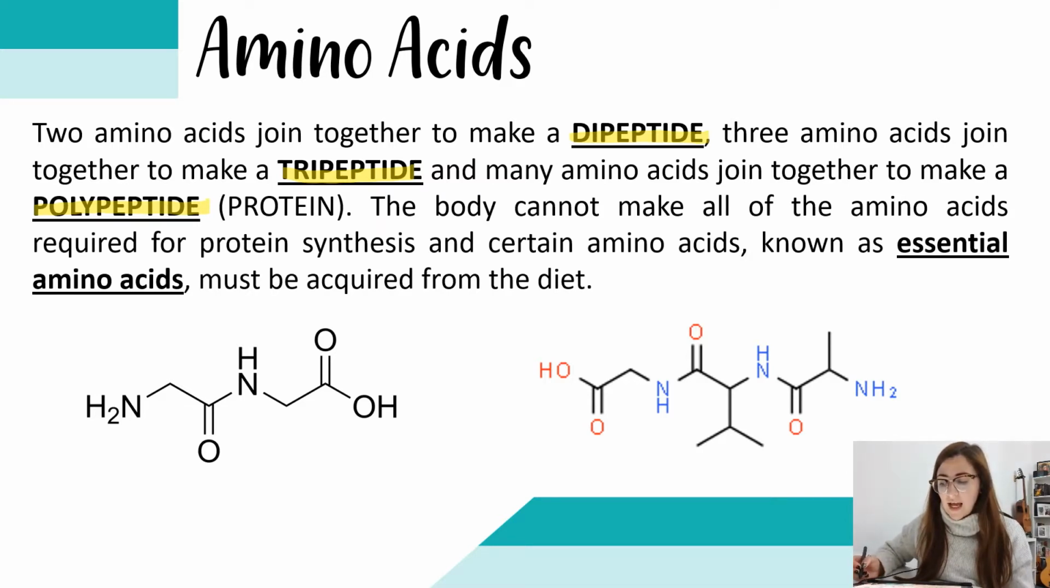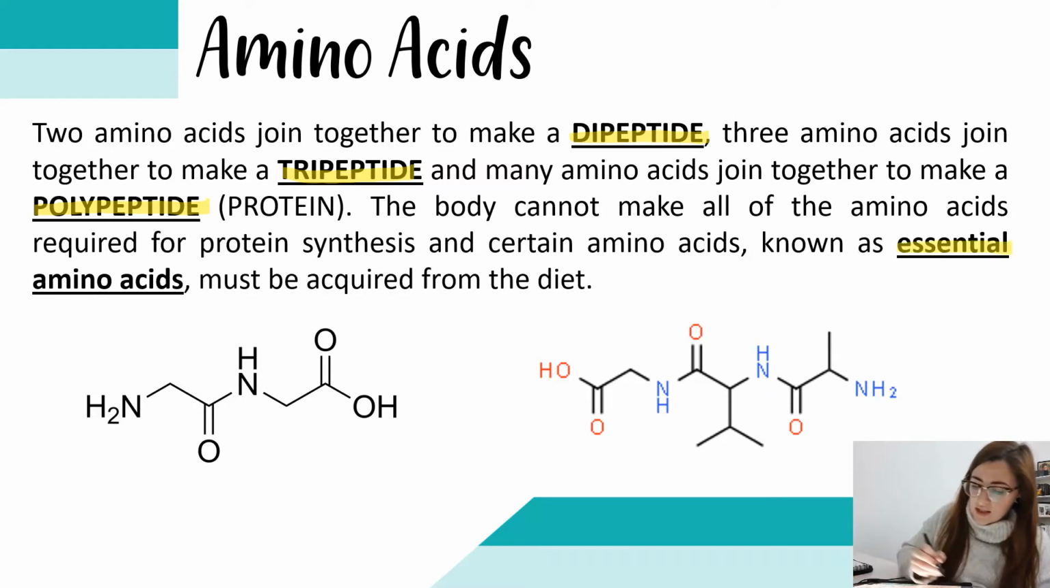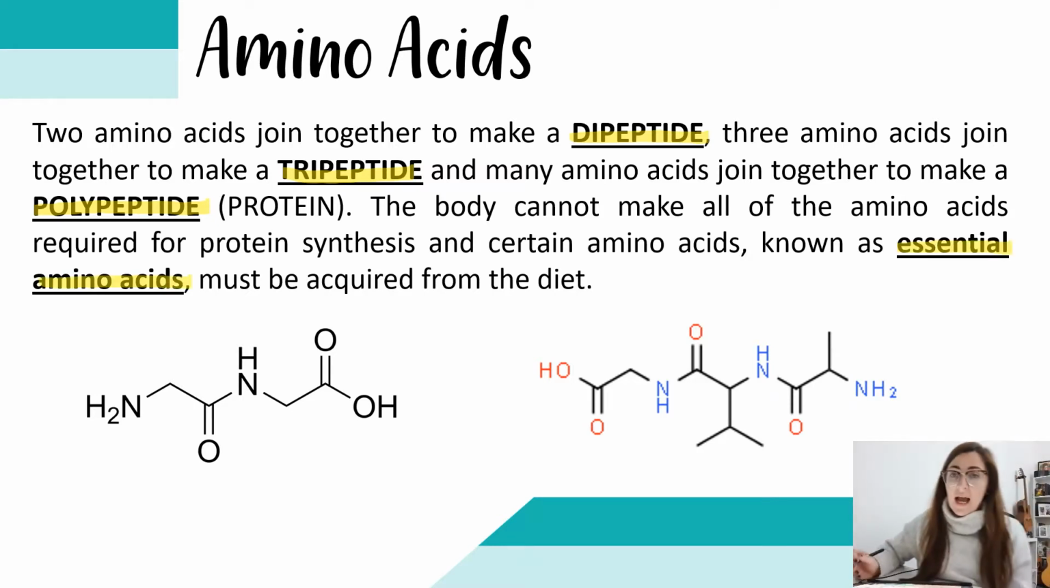The body cannot make all of the amino acids required for protein synthesis, and the amino acids that the body can't make, that we have to get through our diet, are called essential amino acids. So we have to eat those amino acids through eating things like meat or fish or eggs in order to get the amino acids that our body needs to regulate itself.